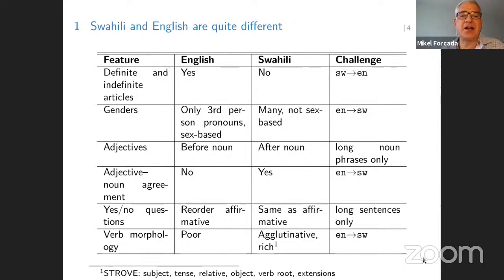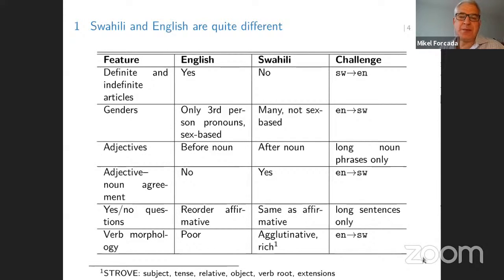As regards gender, English has only gender in third person singular pronouns, and it's sex-based. So it's he, she, and it, and that's all basically, and a bit possessives. But Swahili has many genders, many different word classes, as they are sometimes called, and generating them correctly is important in Swahili. Adjectives come after the noun instead of before the noun.